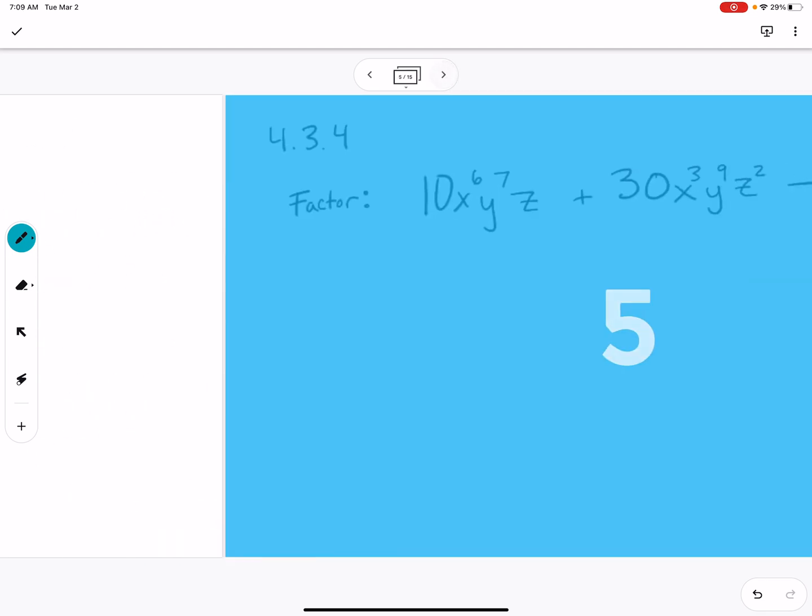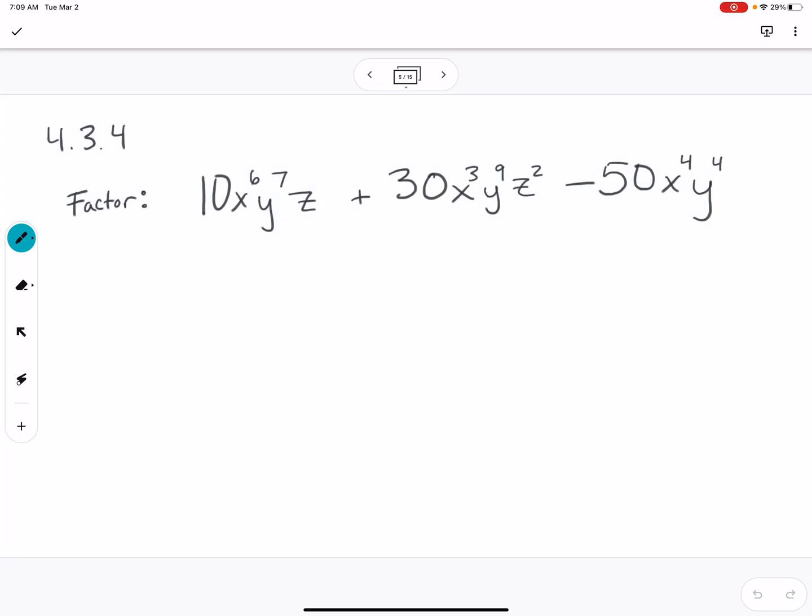All right, last but not least, we're looking at 4.3.4. Here's where I'm factoring using the GCF. So the first thing we have to do is find the GCF. And we have all 3 terms, so I need to find the GCF of all 3. So let's start with our number. Between 10, 30, and 50, our GCF here would be 10.